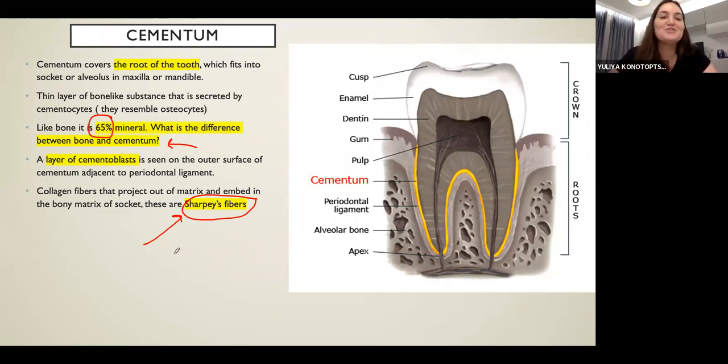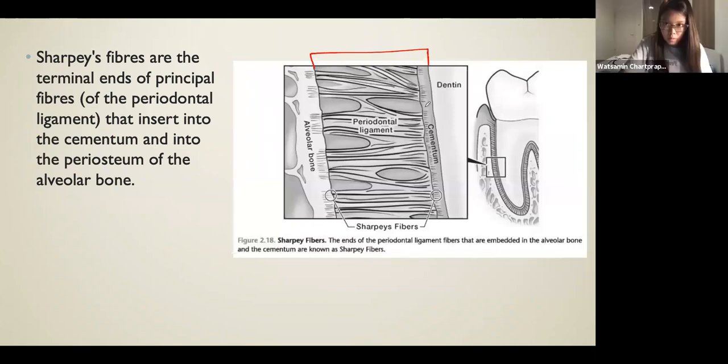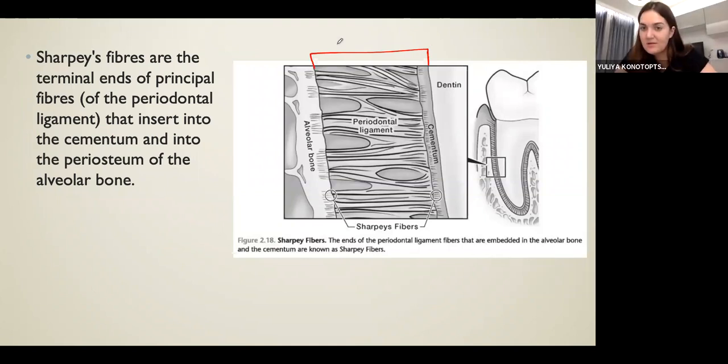The answer is Sharpey's fibers. The reason for that is them. Basically, think about it this way. Take a look where we are. What is this? How would you call this? Take a look, cementum and PDL. This is going to be the periodontium, right? So this is the periodontium.